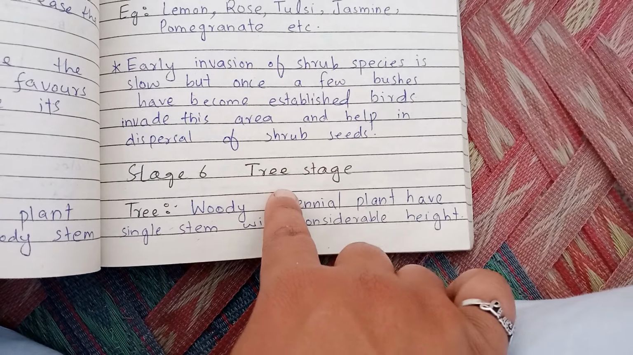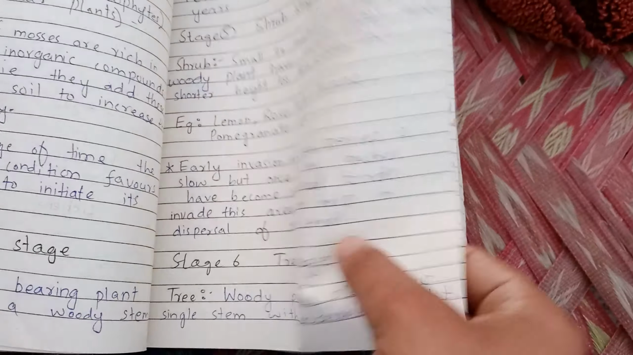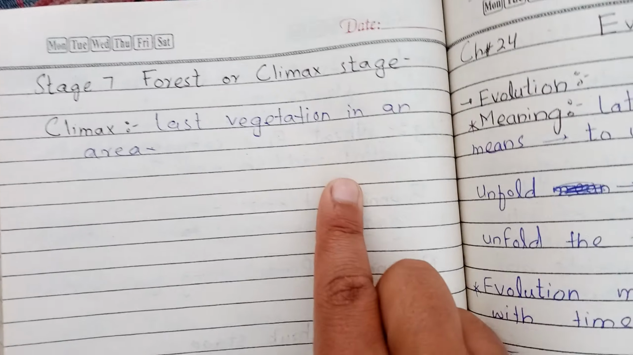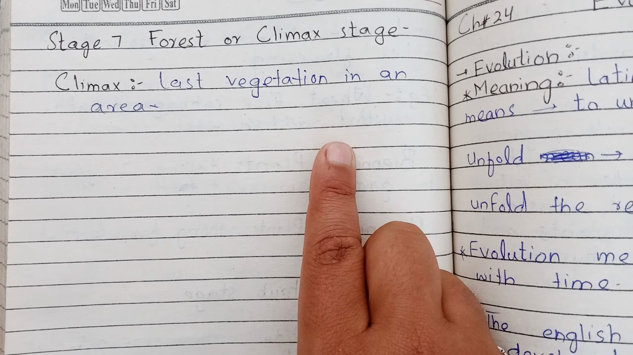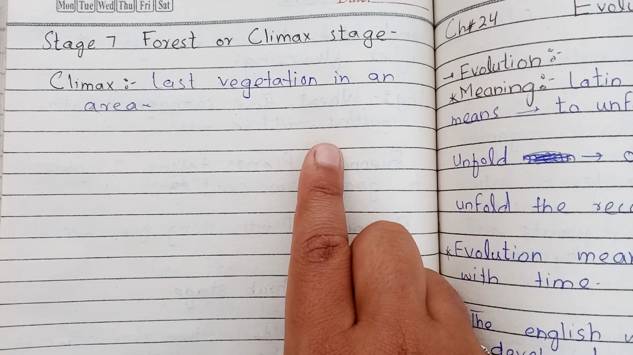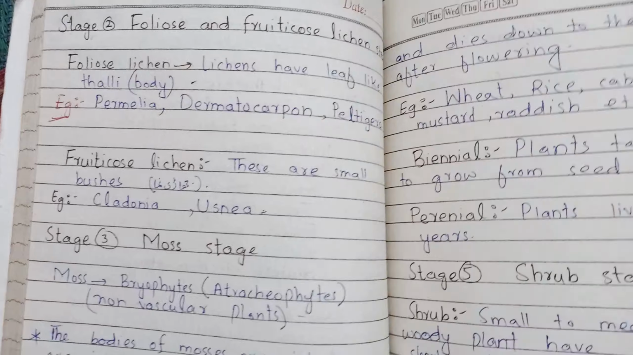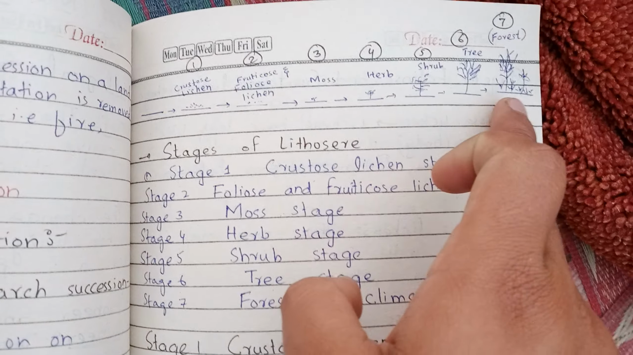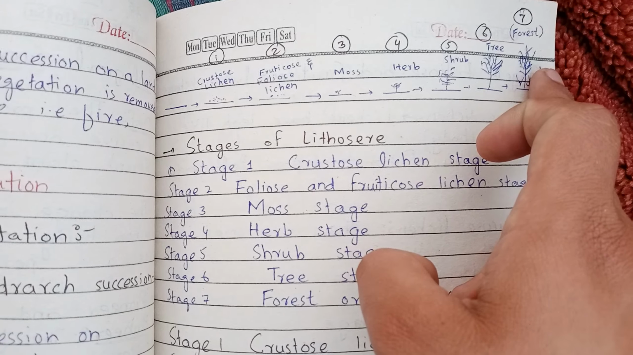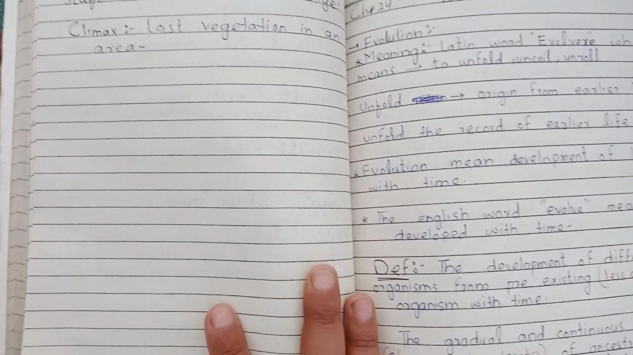After the tree stage there is the last stage, the forest stage. Forest or climax stage. Climax is the last vegetation in an area. So here we have discussed how a bare ground is occupied by different plant communities with the passage of time. This is known as ecological succession.